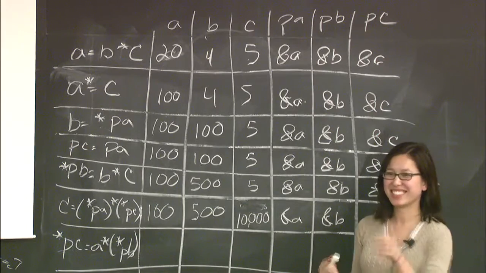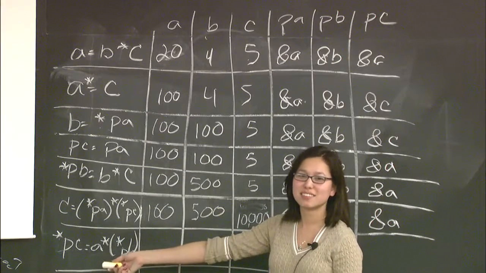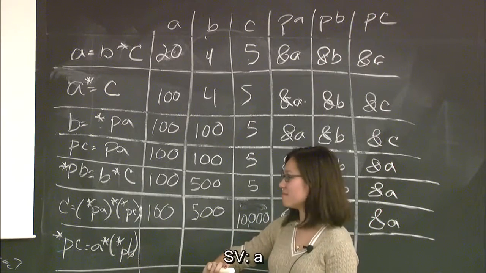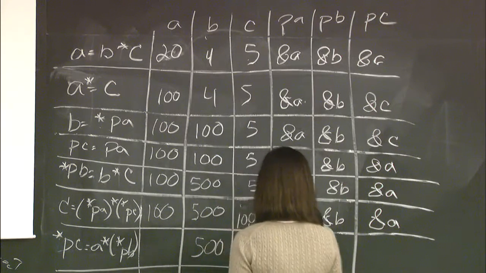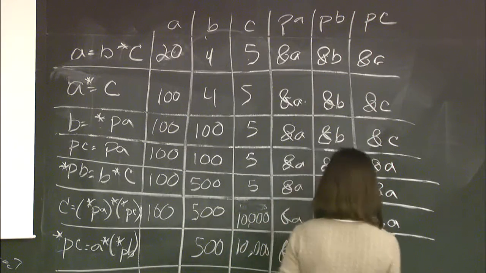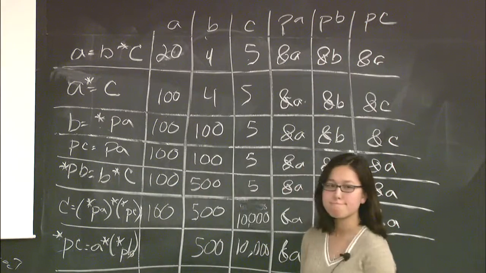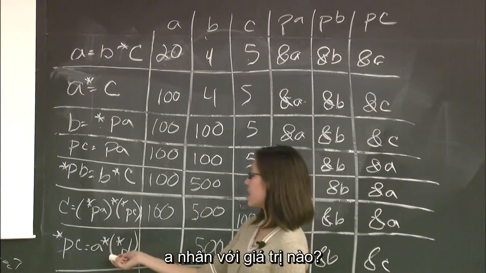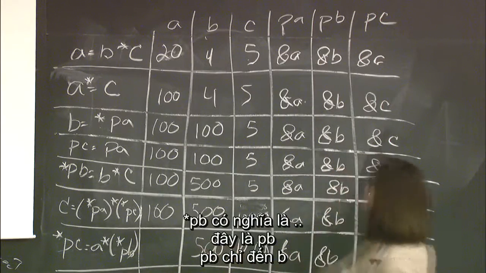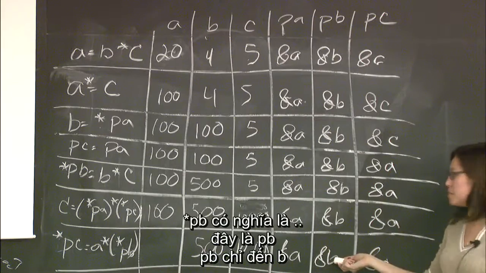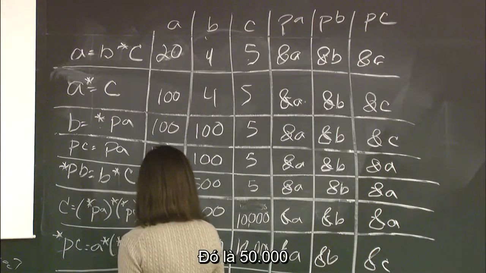Does that make sense? Okay, cool. Home stretch, guys, last row. Okay, what's changing here? A. Perfect, so everything else can stay the same. Okay, and what is A? So it's A times what? This is star PB. So star PB means here's PB. PB points to B. 500. It's 500, so we have 500 times 100, there's 50,000.